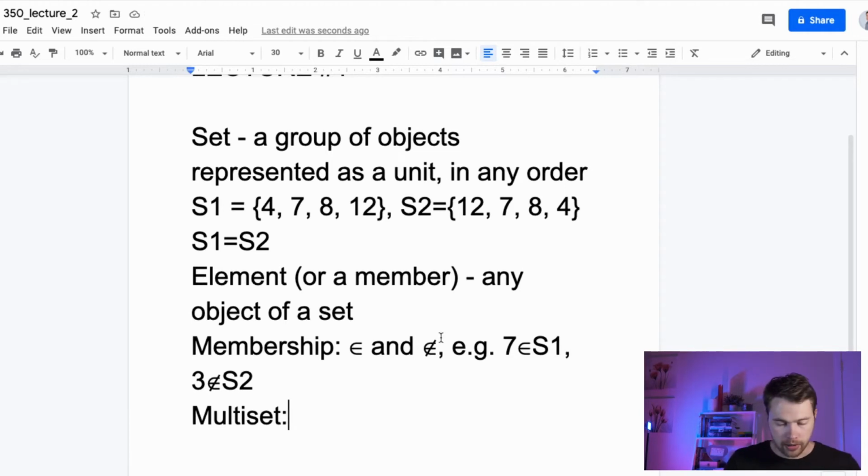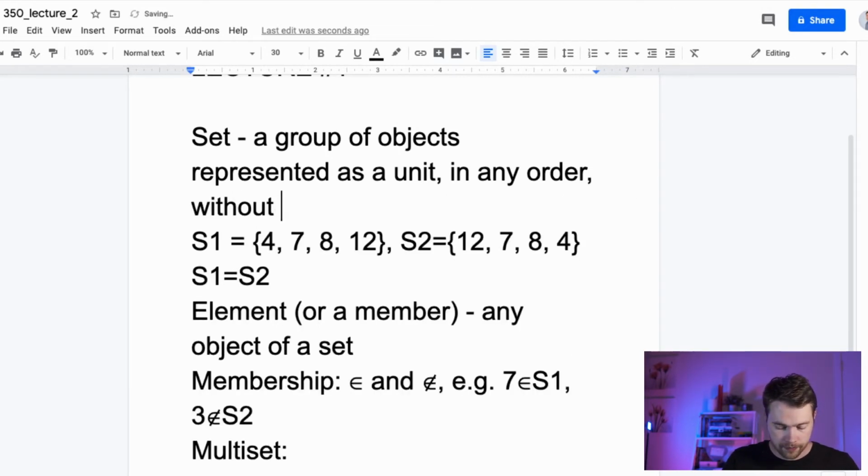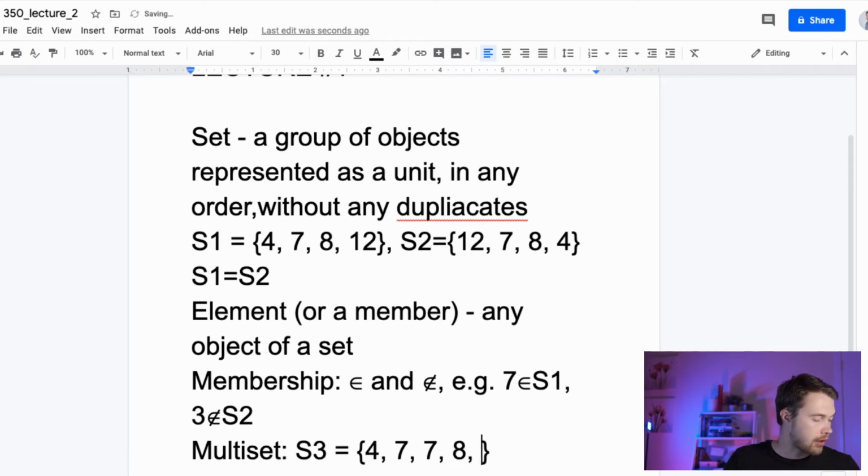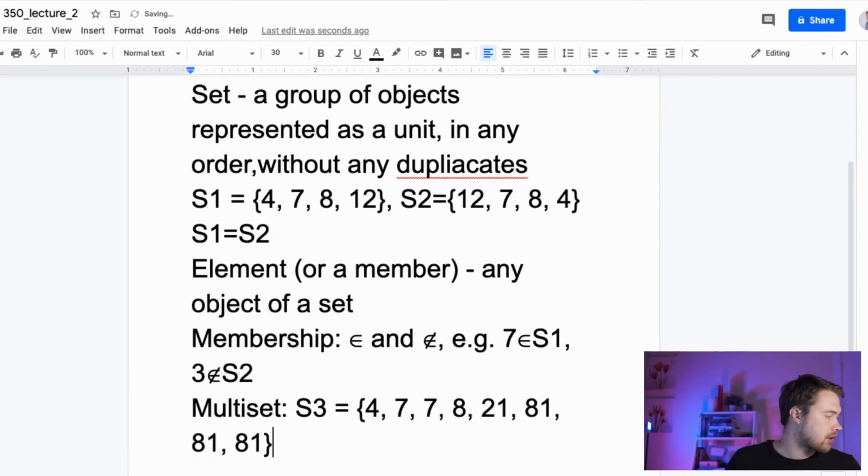By the way, when we're talking about the set, it's very important to note another thing: without any duplicates. Okay, so a set cannot contain any duplicates. A multi-set can. So a multi-set would be, for example, S3, and it can have like 4, 7, 7, 8, 21, 81, 81, 81, right? So that'll be a multi-set. Okay, hope it makes sense.